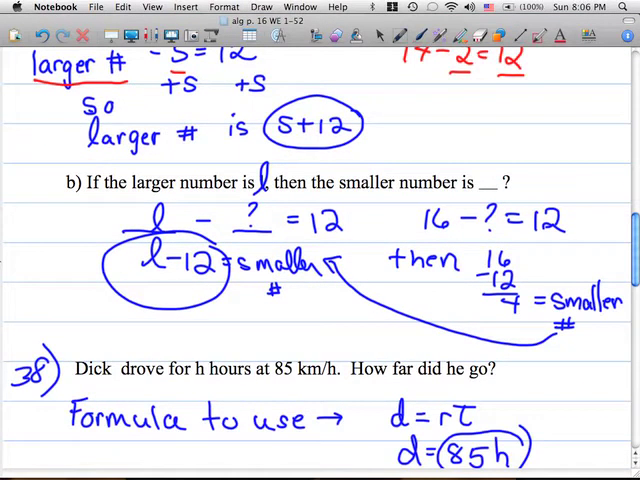B, if the larger number is L, then the smaller number is, so we have this larger number take away a smaller number is 12. If you take another real example, you have 16 minus something equals 12. Well, if you took the 16 minus the 12, you could figure out that it was 4. So what we need to do is subtract the answer from the larger number. So in this case, it would be L minus 12 would give us the smaller number.